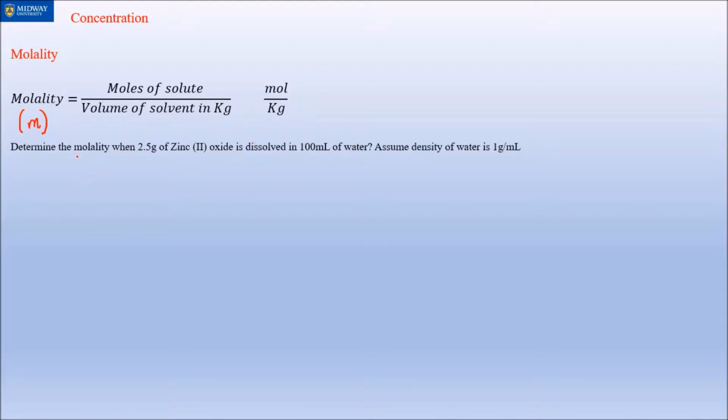Now here's how I approach any problem. Here is what you wanted to calculate. Here's what's given. You're given 2.5 grams of zinc oxide dissolved in 100 mL of water. Whenever we deal with molality, this is the first type of problem, which assumes the density of water is 1 gram per milliliter. I will teach you the second type of molality problem a little bit later in the course. I want you to first get comfortable with calculating this easier version.